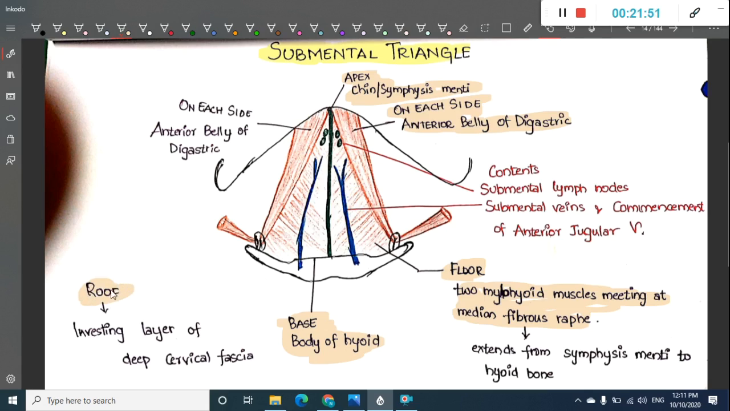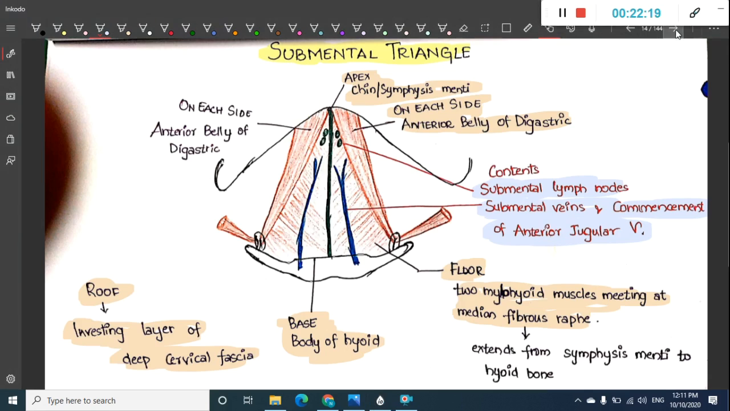Then what is seen in the roof? In the roof you see the investing layer of deep cervical fascia. These are the main boundaries of the submental triangle. The contents are simple: submental lymph nodes, submental veins, and the commencement of the anterior jugular vein occurs in this triangle.